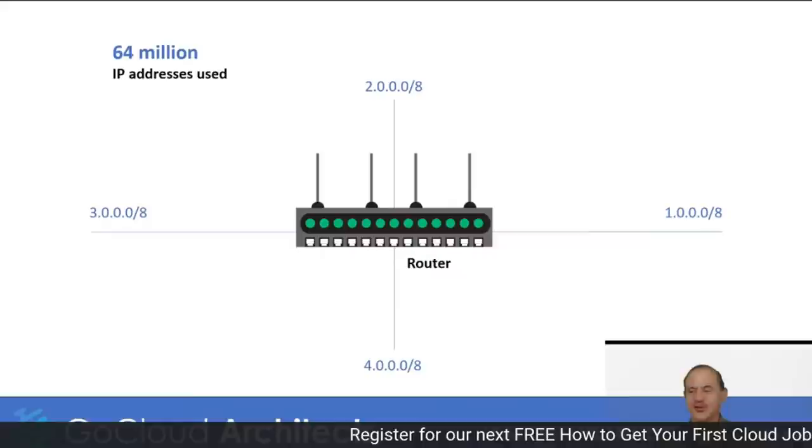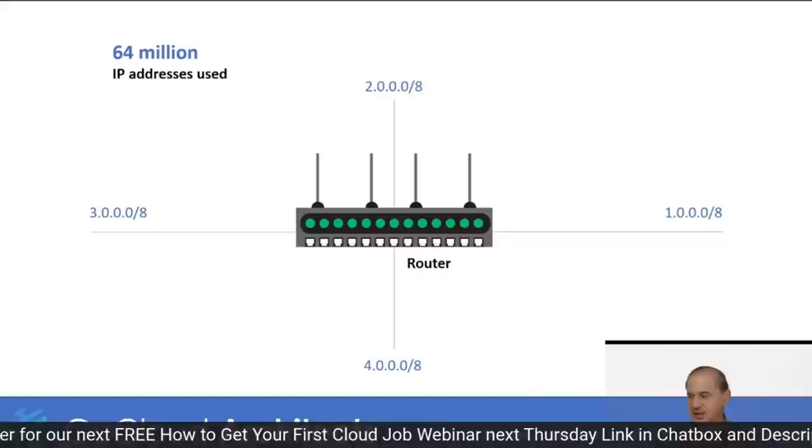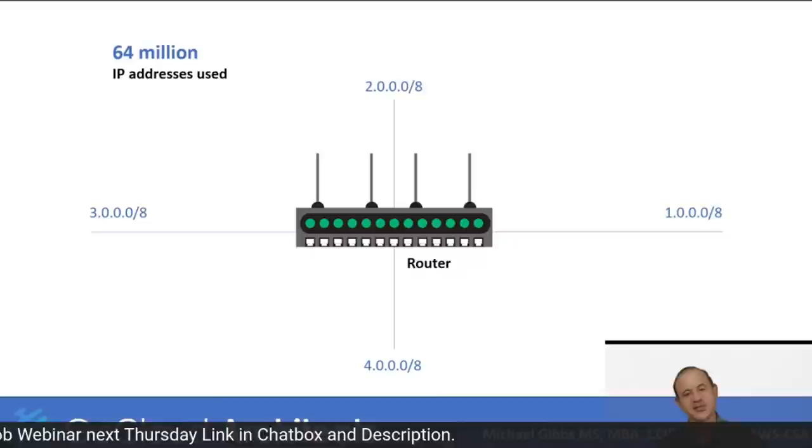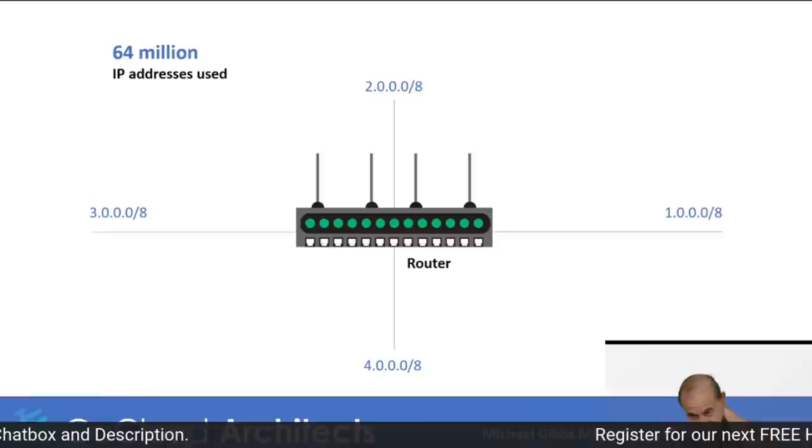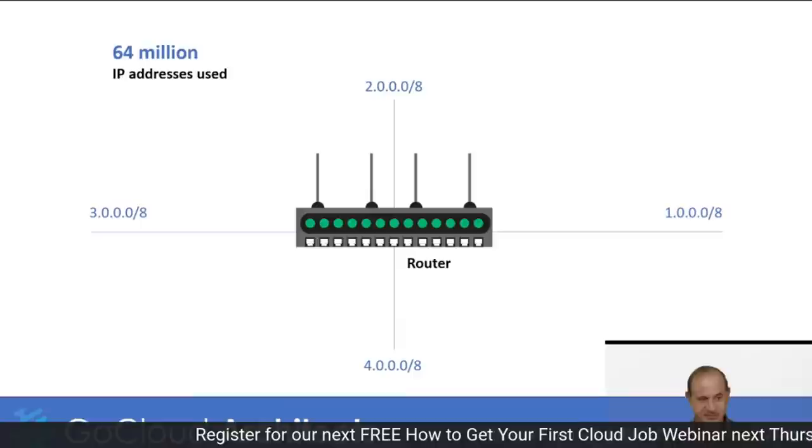Each port has to have a different IP address on it. So look at it this way. If I use the class A address 2.0.0.0/8 on the one interface, and I use the class A address 1.0.0.0/8 on another interface, and I use 3.0.0.0/8 on another interface, and I use 4.0.0.0 on another interface, I've got a problem.